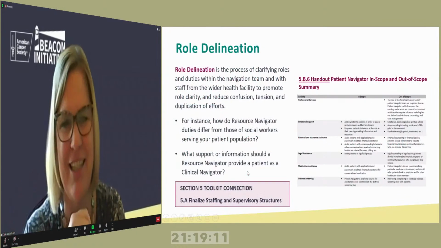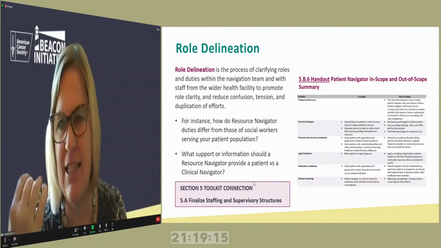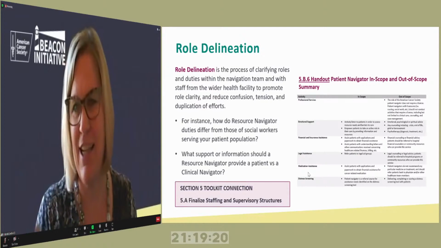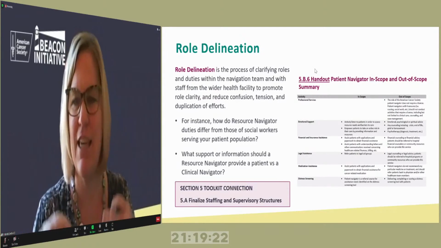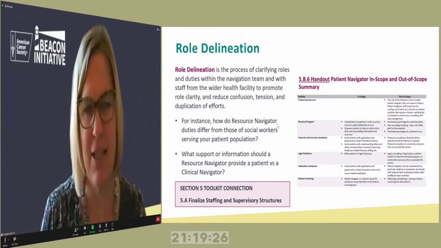Role delineation. I think what the take home I'm hearing is that this is not a one-time, we figured out the roles, everybody's clear, nothing ever gets confusing. This is an ongoing effort. So I think the key here is it's important.